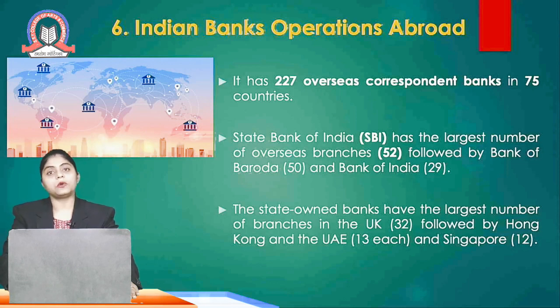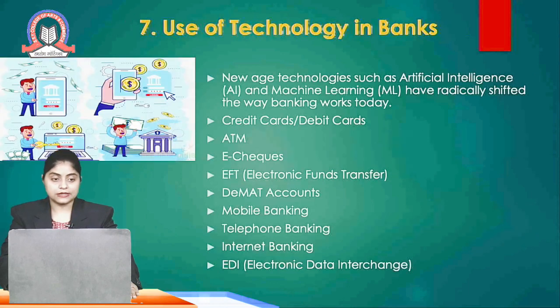The state-owned banks are also operating in foreign nations, having branches in different countries. In the UK, 32 branches are there. In Hong Kong and UAE, 13 branches are there, and in Singapore 12 branches are there. These banks are doing a good business, marvelous business in these 75 different countries.